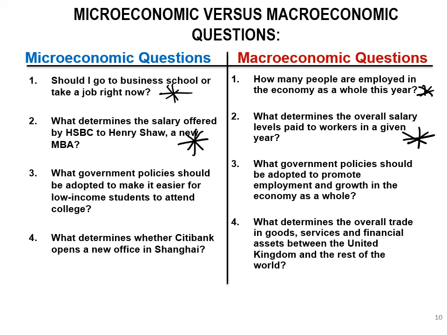Microeconomic questions could also be, what government policies should be adopted to make it easier for low-income students to attend college? A macroeconomic version could be, what government policy should be adopted to promote employment and growth in the economy as a whole, instead of just a subsection of low-income workers? A microeconomic question could be, what determines whether Citibank opens a new office in Shanghai? Sorry, trying to pronounce it properly. A macroeconomic question could be, what determines the overall trade in goods, services, and financial assets between the UK and the rest of the world, or say between the UK and China as a whole?